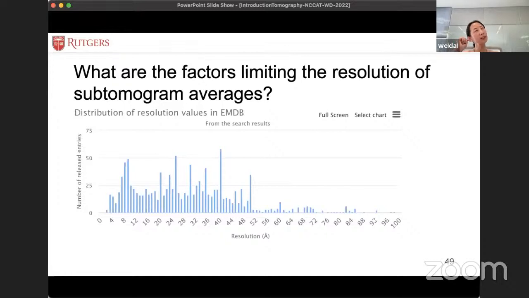Okay, can you think of anything else? So we talked about preferred orientation, ice thickness, homogeneity. What else? Anybody else? Okay.